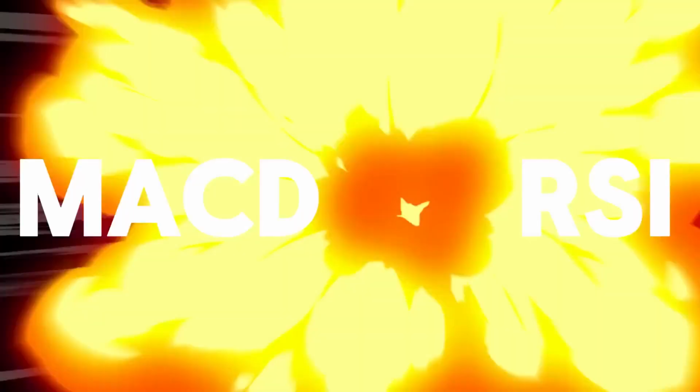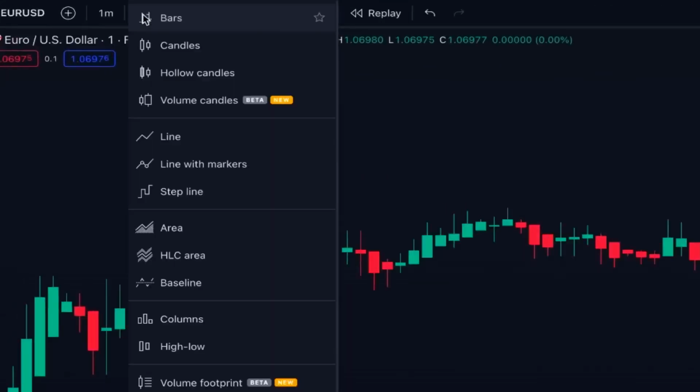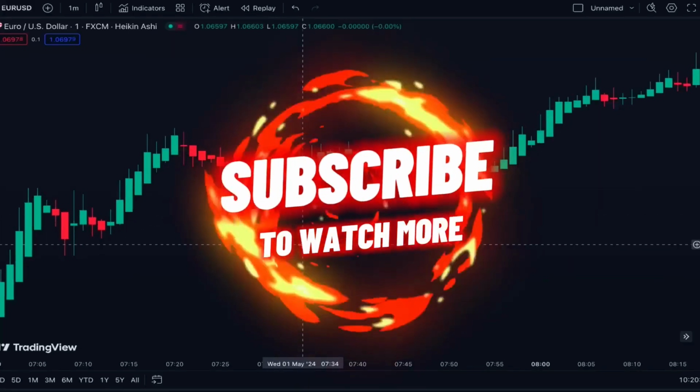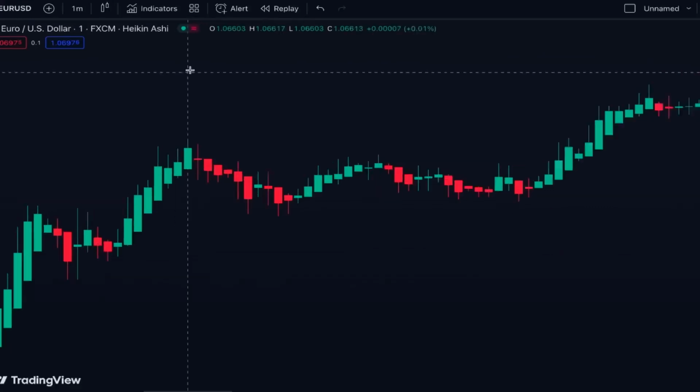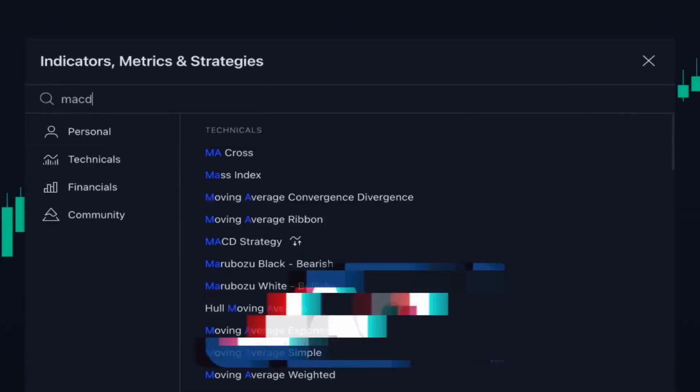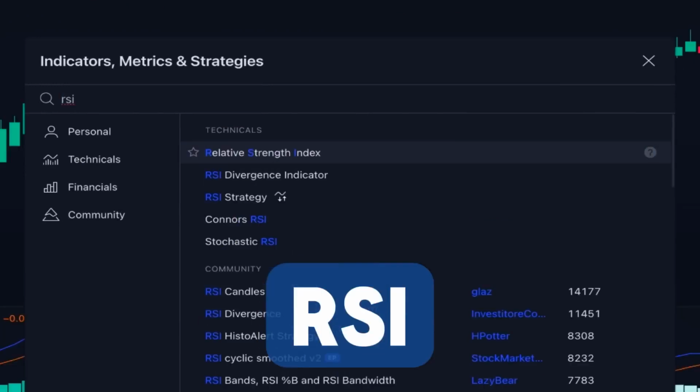MACD, RSI, and now an insane combination that will blow your mind. First, we need to change the chart type to Heikin-Ashi. In this method, we use Heikin-Ashi candles. Then we need to add MACD and RSI to our chart. So here we click on indicators and we search MACD, this one, and then RSI, this one.